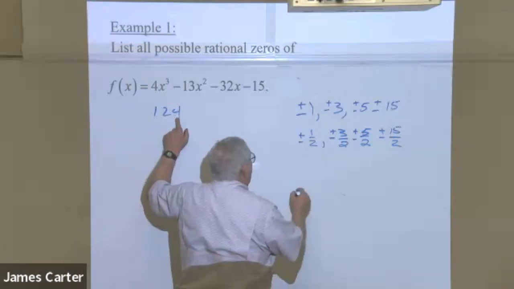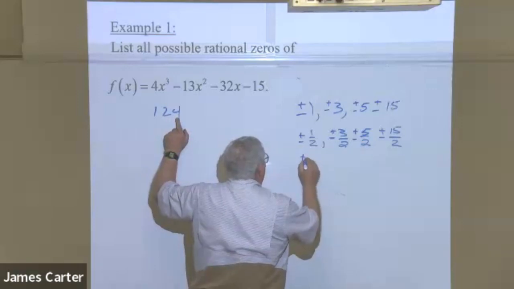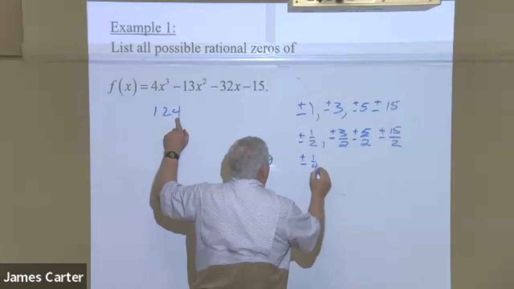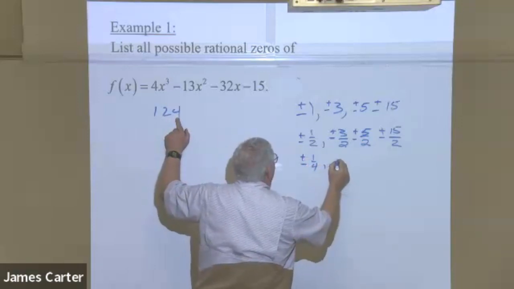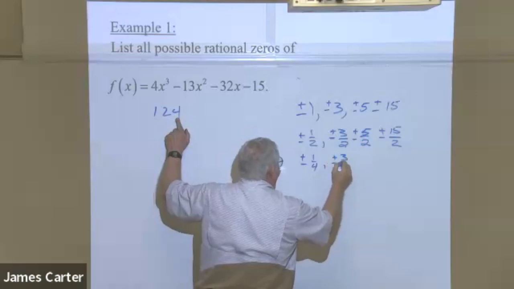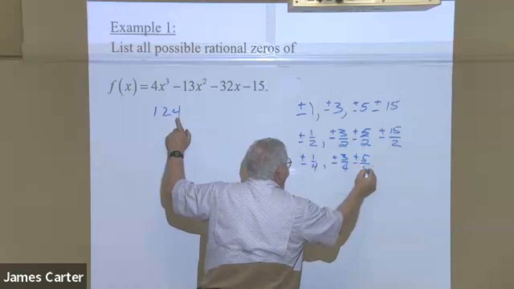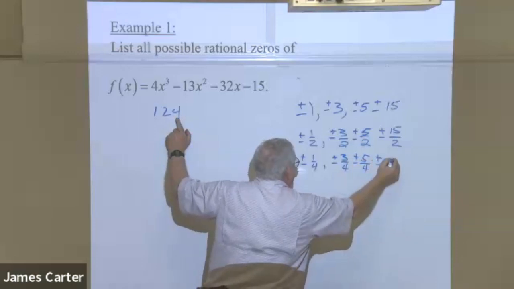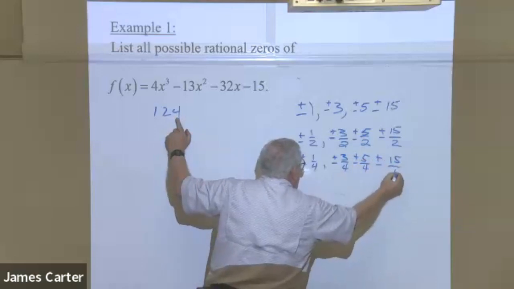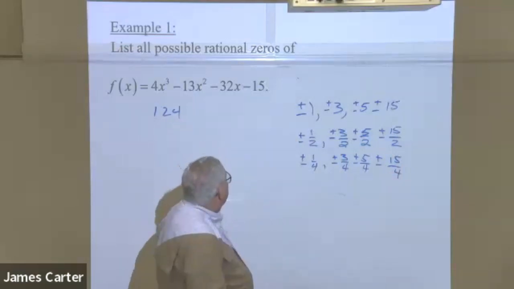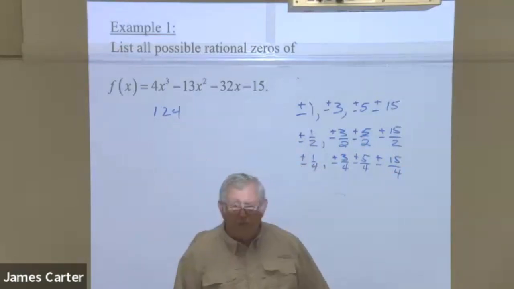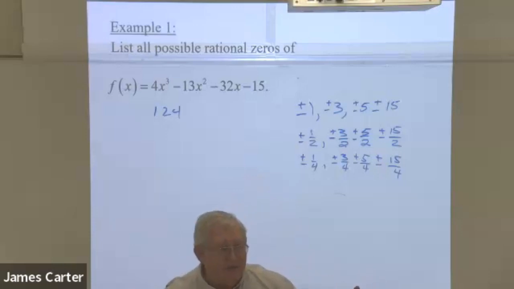Now let's do the 4. Well, we could have plus or minus 1/4. We could have plus or minus 3/4, plus or minus 5/4, and plus or minus 15/4. That means there are 12 different possible numbers that we could choose from to divide by.